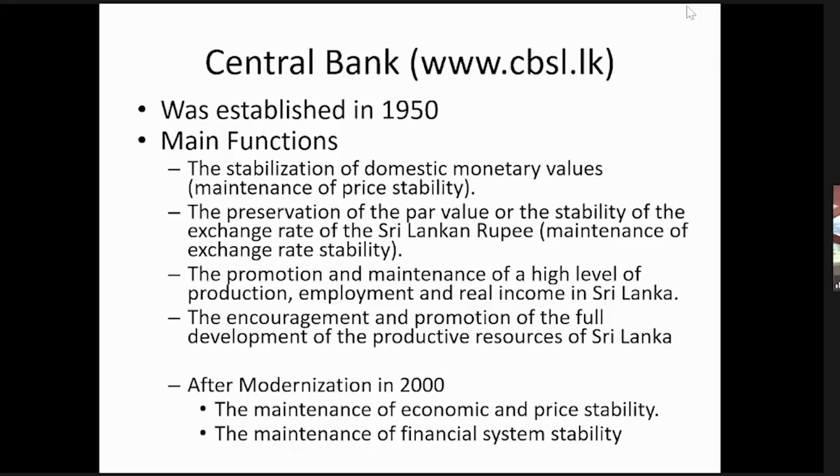The third one is to promote and maintain a high level of production, employment, and real income. So that is the level of welfare. The central bank should try to keep the level of welfare of the public by ensuring a higher level of output of the economy. If we are not reaching our potential output, then it is the duty of the central bank to take the economy from the actual to the potential output level. For that, the powers are vested with the central bank. So the central bank can take whatever measures are necessary to take the economy back on track.